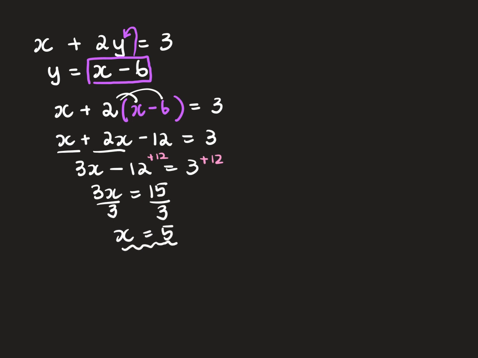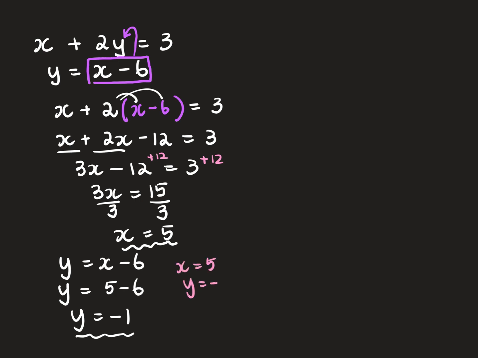And we still need to find out what y is. Y is equal to x minus 6. X is 5, so y is equal to 5 minus 6, which is equal to negative 1. So our solution for this one, x equals 5, y equals negative 1.